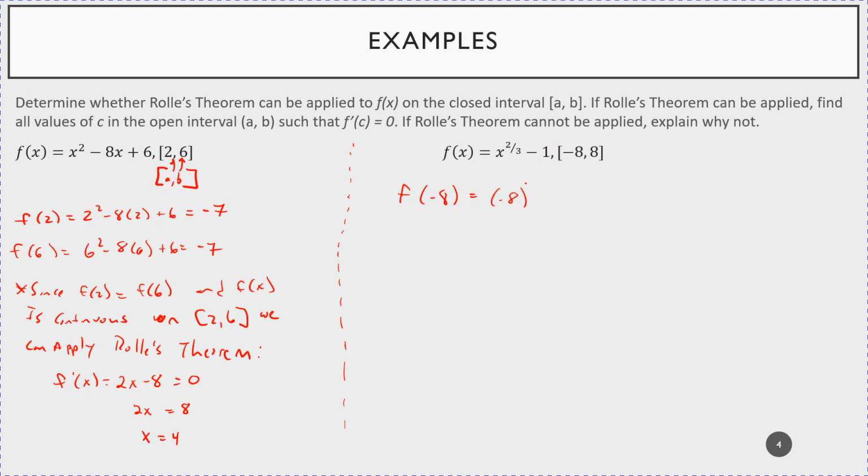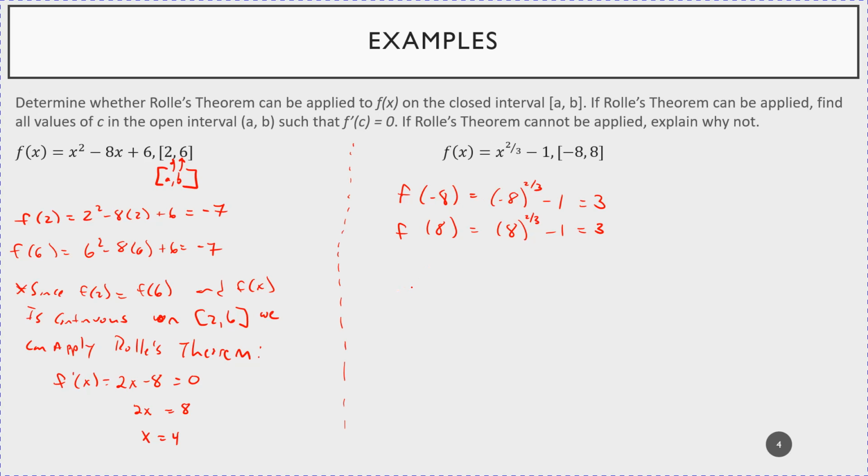So this would be negative 8 to the 2/3 power minus 1, which ends up being 3, right? You do the third root of negative 8 is negative 2, squared is 4, minus 1 gets you 3, and then it's the same deal with 8.